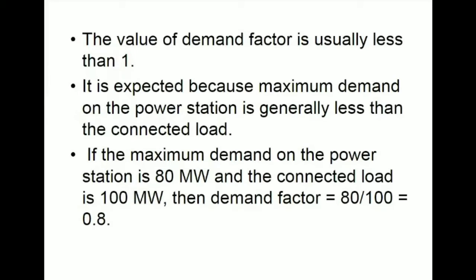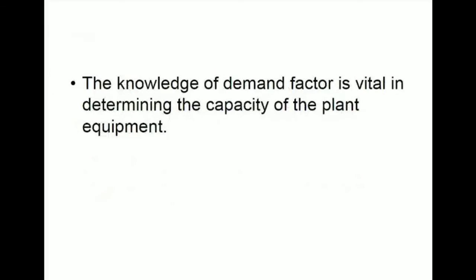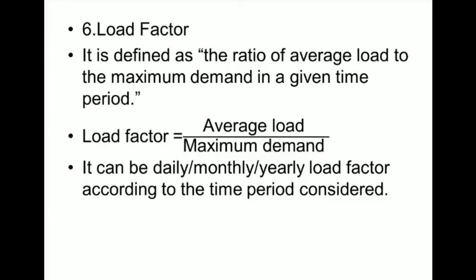If maximum demand on the power station is 80 megawatts and the total connected load is 100 megawatts, the demand factor is equal to 80 divided by 100, that is 0.8, which is less than 1. The knowledge of demand factor is vital in determining again the capacity of the plant equipment. Next is load factor.